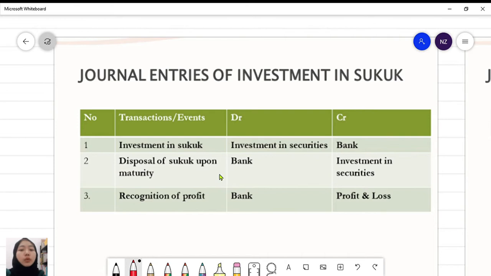And then let's say the sukuk will provide or generate profit, isn't it? During the maturity period, we get profit every year. So this is how you record the profit we get every year. Because we receive the profit, probably by cheque as well, we debit bank and credit profit and loss. It's the same as the mudarabah tutorial we did last time. So this is the basic journal entries for investment in sukuk.